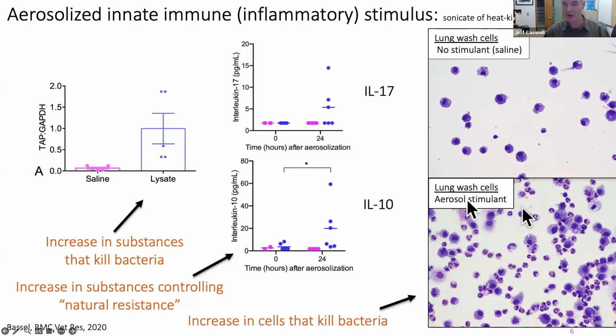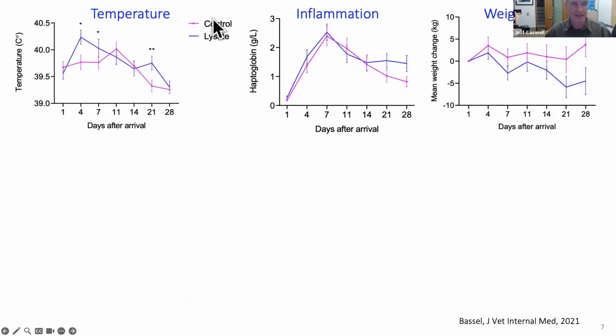This is a lung wash, where we put an endoscope down into the lung and put in fluid and then recover back both cells from the lung and fluid. You can see a lot of these cells, neutrophils, that we know are able to ingest and kill bacteria, that are not present in the saline treated calves. So this gave us some good evidence that the intervention we were doing, the aerosolized stimulant, really was stimulating an innate immune response.